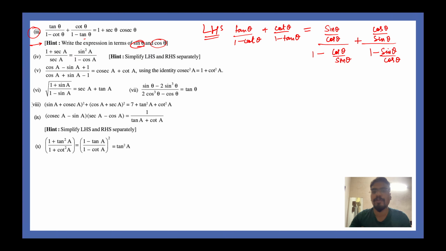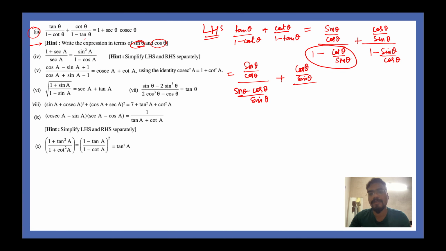Absolutely. Now the next step should be, we have to take the LCM here itself. So write down sine theta divided by cos theta whole divided by, can we say the LCM here is sine theta minus cos theta whole divided by sine theta. That's what should be coming here, plus on the right hand side it should be cos theta divided by sine theta in the second term, and that should be cos theta minus sine theta whole divided by cos theta, right? Yes.